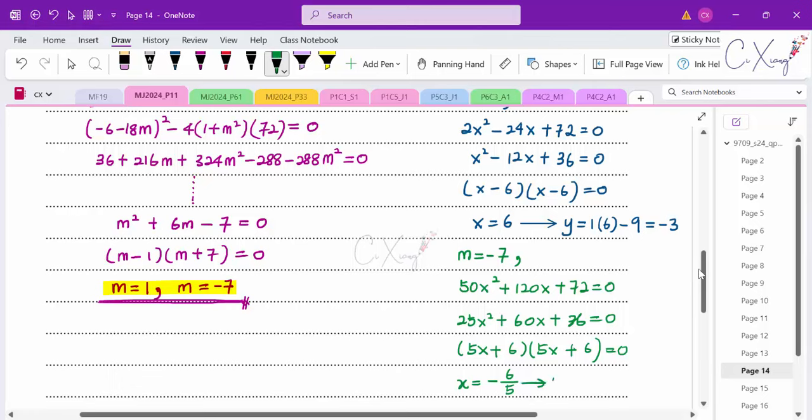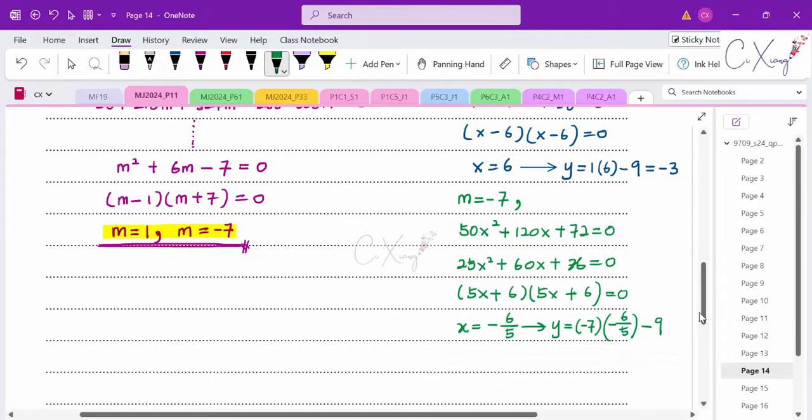Then again, substitute into the y equation, which is mx minus 9. So m for this case is negative 7, x is negative 6 over 5, then minus 9. Therefore, your y value for this case should be negative 3 over 5.